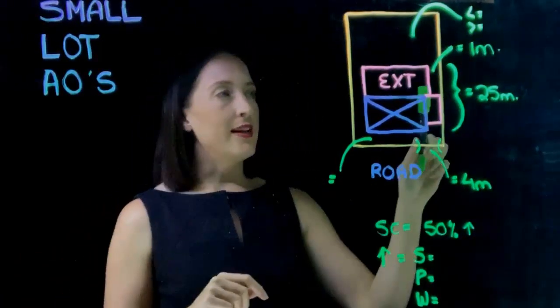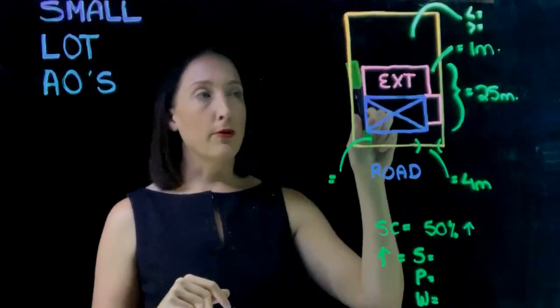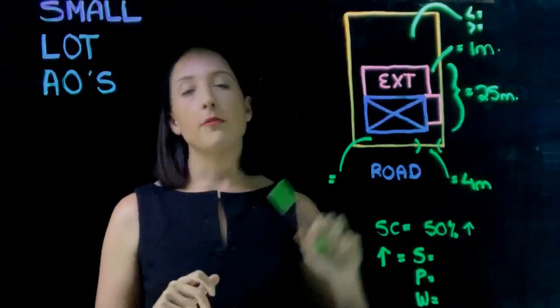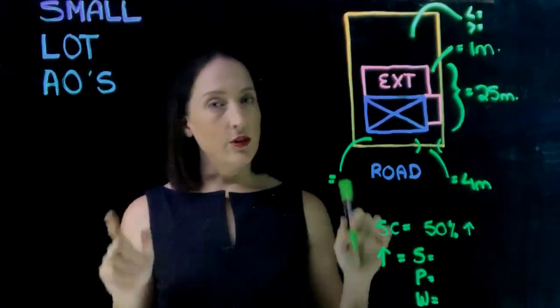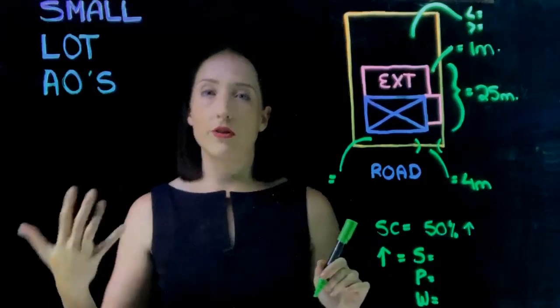Generally speaking, you need to be a minimum of 1 metre from each side boundary. Now, like with the building length calculation, it's measured OMP to boundary, excluding eaves. So your eaves can encroach into that area.